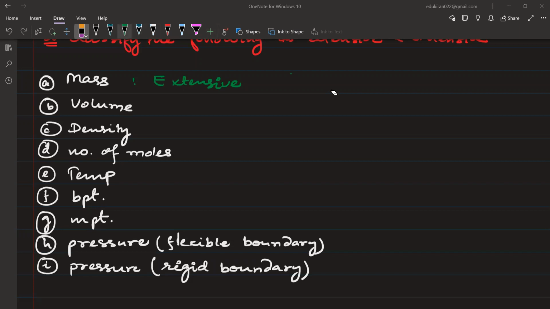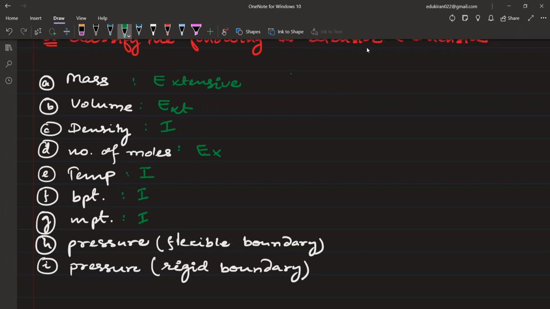Volume is obviously going to be extensive. Density is going to be intensive. Number of moles is obviously extensive, because if I increase it, it is going to increase. Temperature is going to be intensive, no matter if you take small mass or greater mass from the same substance. Boiling point of water doesn't matter if you have 2 moles or 10 moles, 2 liters or 10 liters, it is still going to be 100 degrees Celsius. It is intensive. Melting point is also intensive.